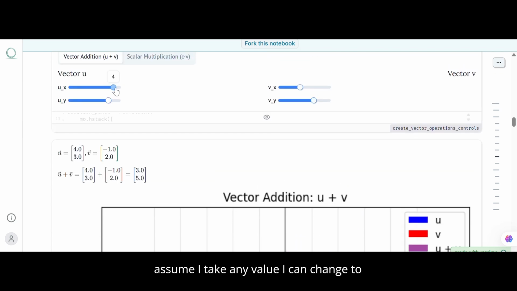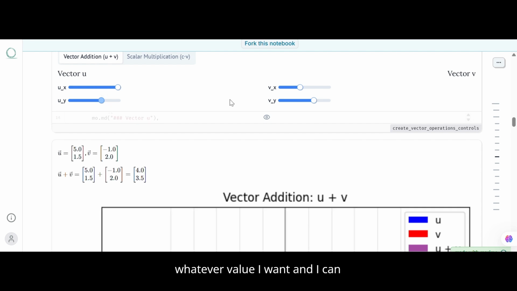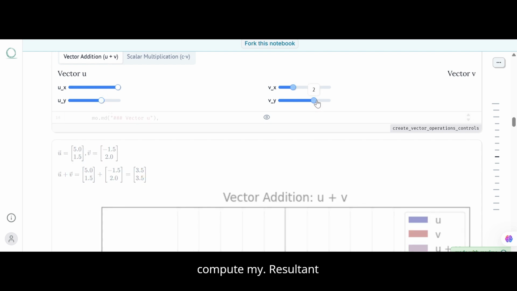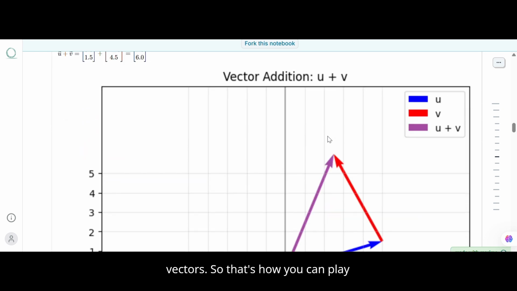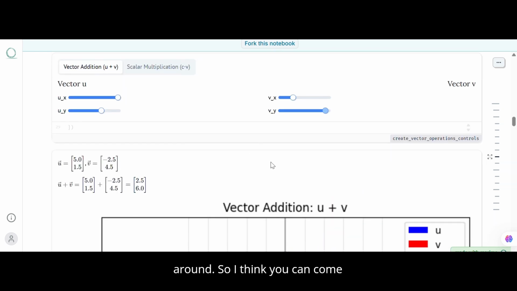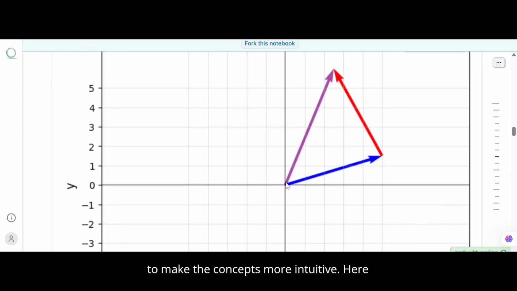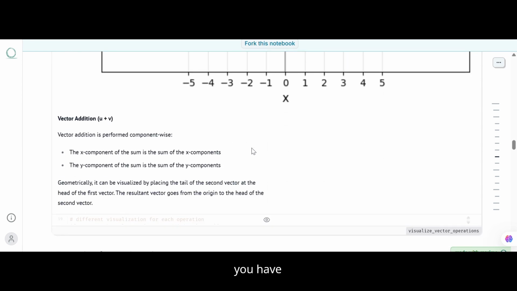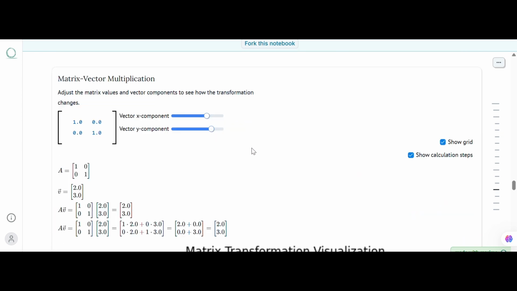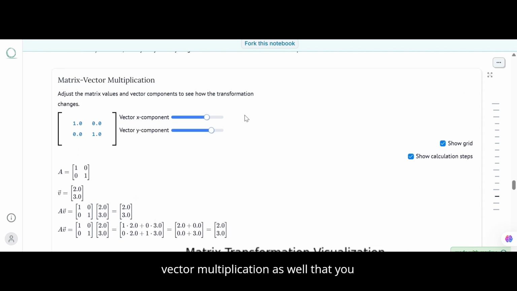Now let's assume I take any value, I can change to whatever value I want, and I can compute my resultant vectors. So that's how you can play around. I think you can come visit this site and play around yourself to make the concepts more intuitive. Here you have scalar multiplication as well, and vector multiplication as well, that you can do yourself.